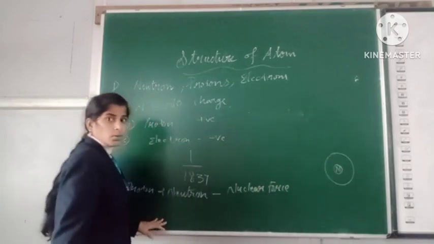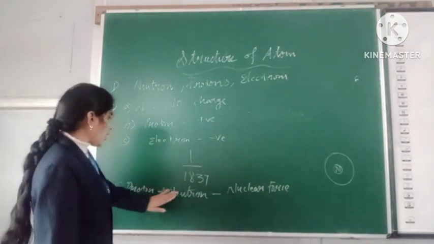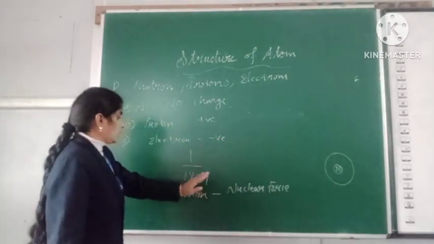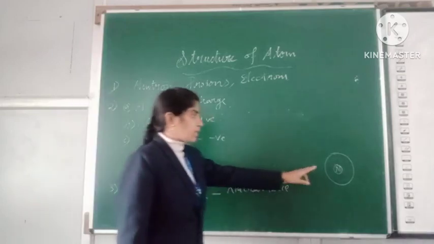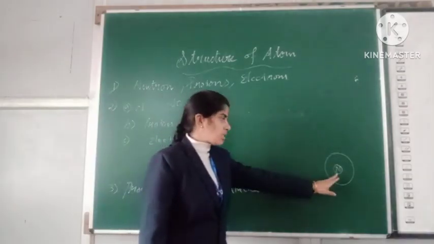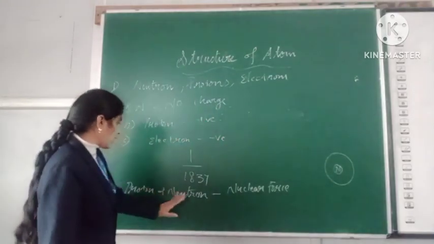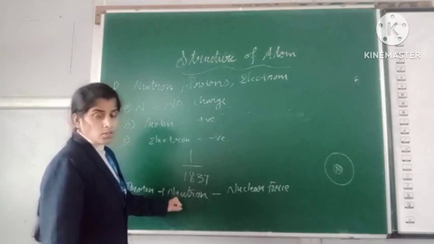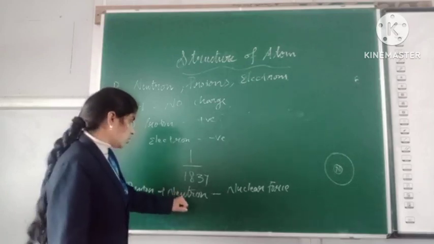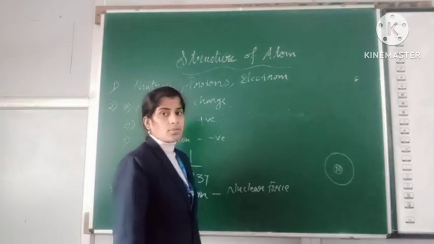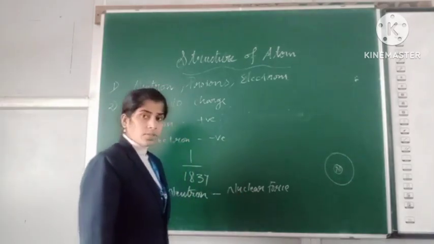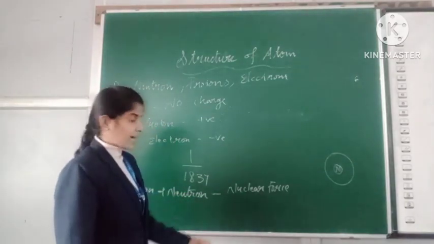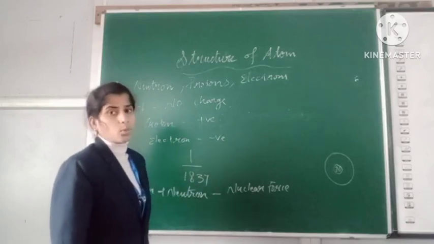Nuclear force. Once again, see, proton and neutron, these are the central core of an atom, and that is called the nucleus. So this proton and neutron, these have the strong attractive force. That force we call as what? Nuclear force. So did you understand what this nuclear force is? The proton and neutron have the strong attractive force, and that force we call nuclear force. Is it clear?